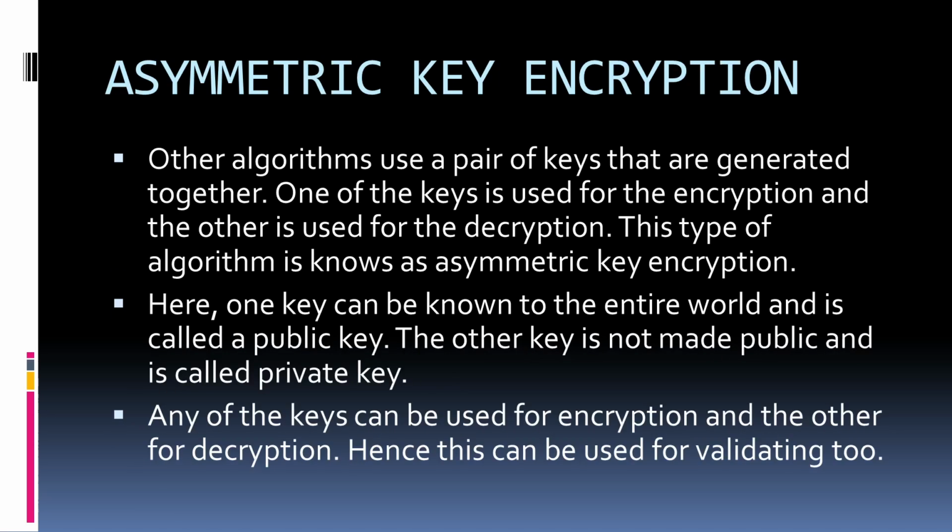Asymmetric key encryption. Other algorithms use a pair of keys that are generated together. One of the keys is used for the encryption and the other is used for the decryption. This type of algorithm is known as asymmetric key encryption. Here one key can be known to the entire world and is called a public key. The other key is not made public and is called the private key. Either of the keys can be used for encryption, but the other should be used for decryption. Hence, this can also be used for validating.